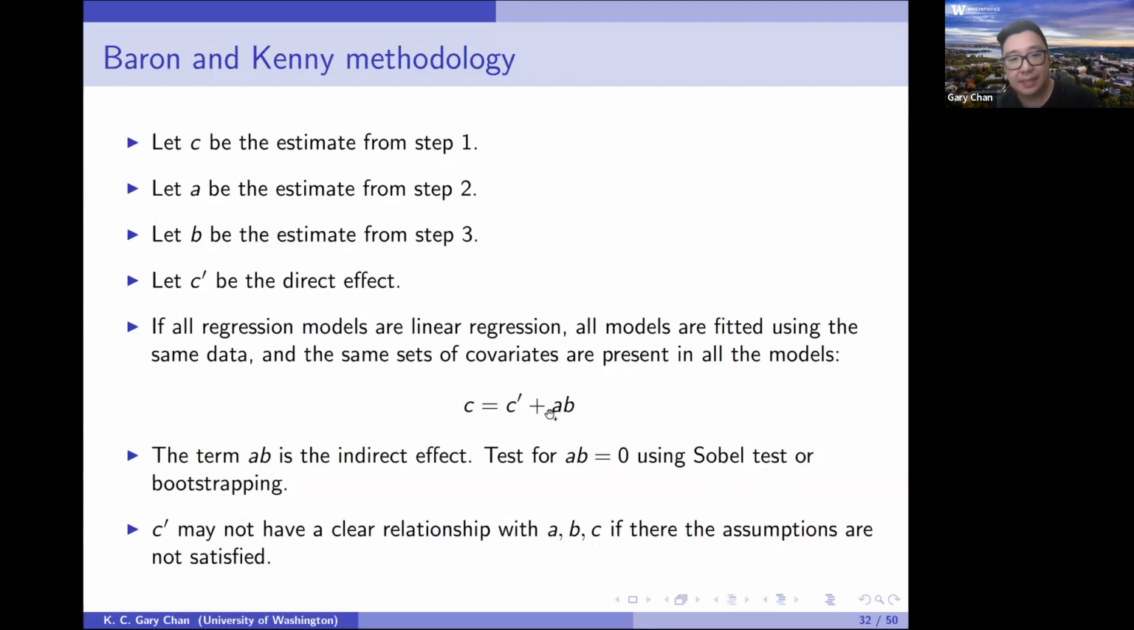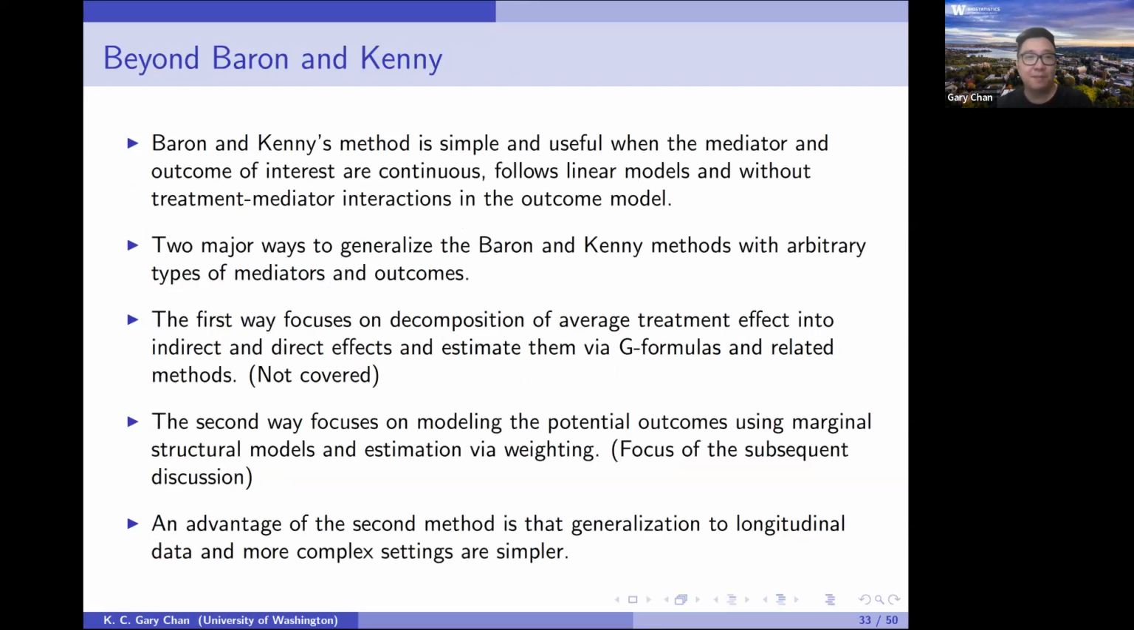And this is a nice formula, as I said, which is an effect decomposition. You have a total effect decomposed into direct and indirect effects. But the indirect effect actually does not have a clear relationship with the regression coefficients if some of these assumptions are not satisfied. So this methodology, although it's simple, is actually pretty restrictive. That's why the field moved beyond Baron and Kenny a little bit in recent years.